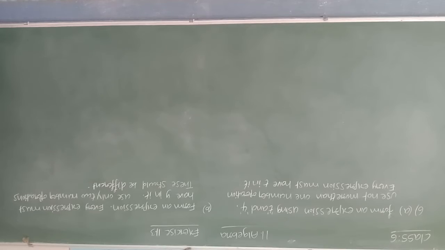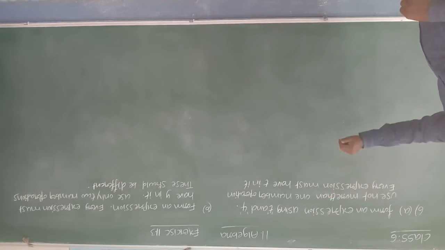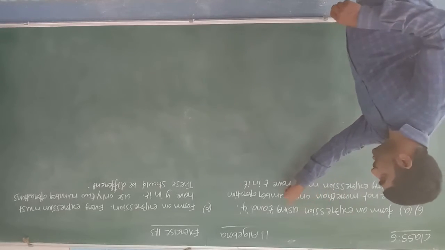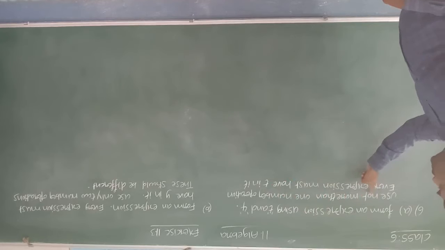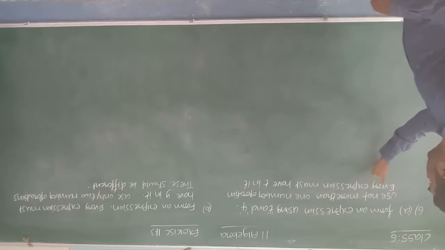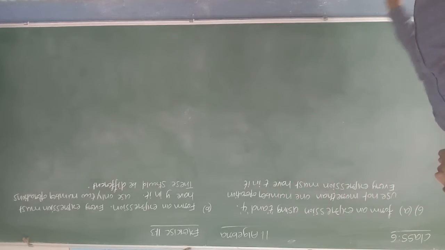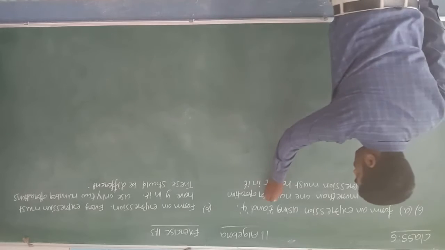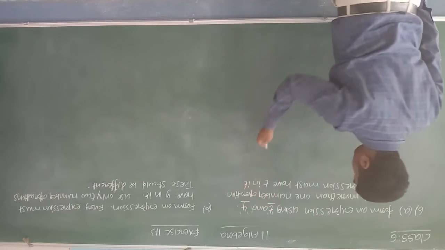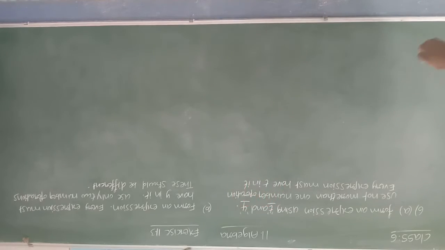Children, let's see some more applications based on the variables. Question 6A from 11.3. Form an expression using t and 4. Use not more than one number operation. Every expression must have t in it. By using this t and 4, we need to write the expressions. As many expressions as you can write, we can write.